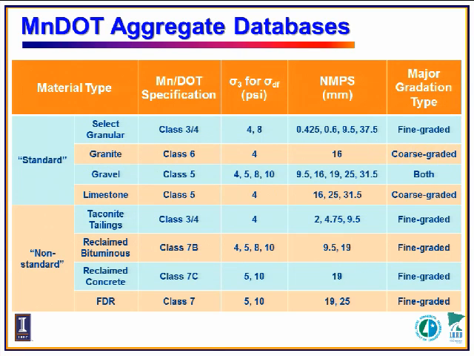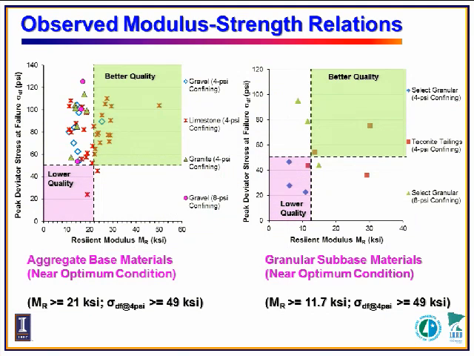This table summarizes the different aggregate types, and we can see that different gradations are included. Different aggregate classes are included. We have standard and recycled materials. This figure is a typical result of this database. The left figure is for aggregate base materials. The right one is for granular subbase materials. Both of them are at optimal conditions.